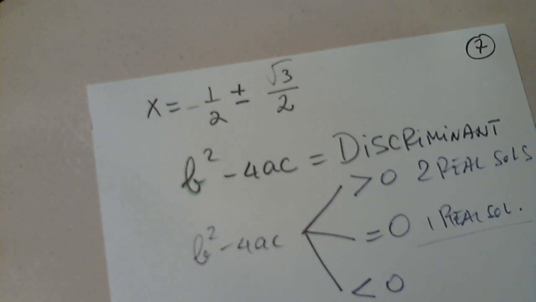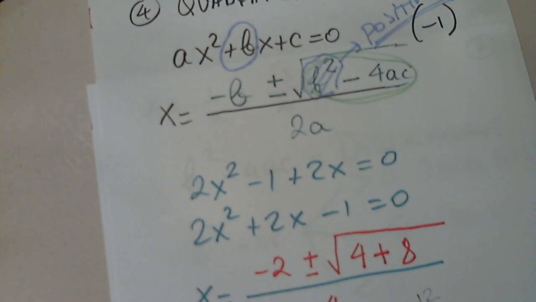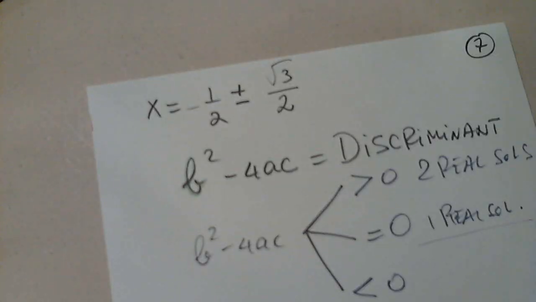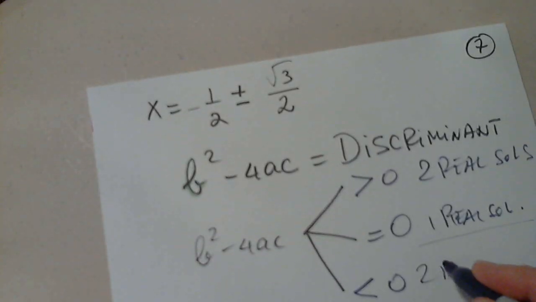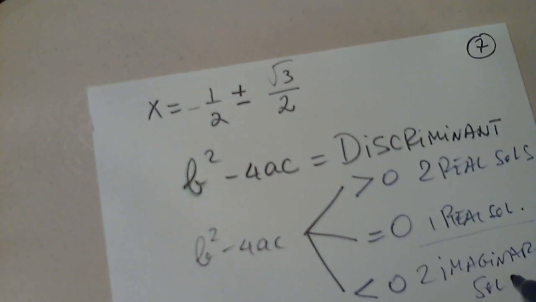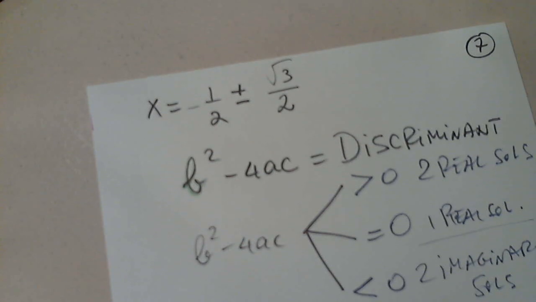Okay, perfect. Finally, when the discriminant is negative, if this were negative, how many and what type of solutions? No real solutions. Excellent. And we say 2 imaginary. Good. So let's solve an equation with imaginary solutions and move on.